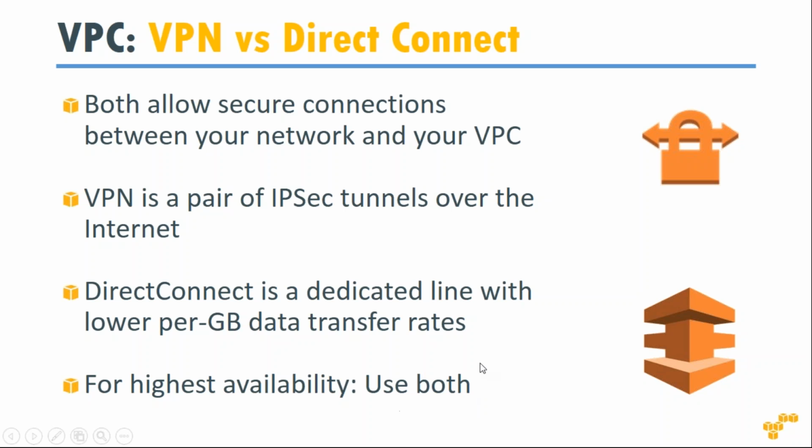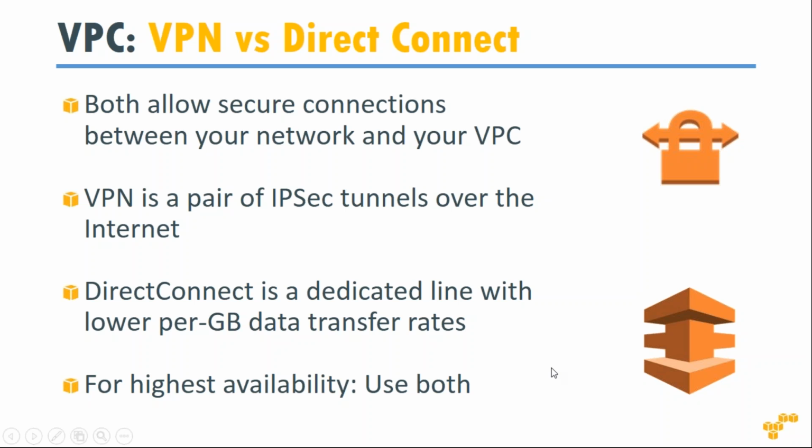For high availability, use both. Amazon very simply puts this line and asks a lot of questions. Remember I talked about resilience, you need to create multiple cables. So Amazon says use both of them, either two Direct Connect connections or one Direct Connect and one VPN connection. So either way you have multiple resilience configured.